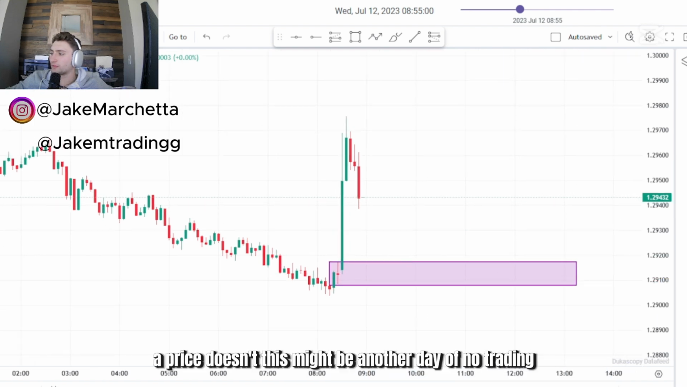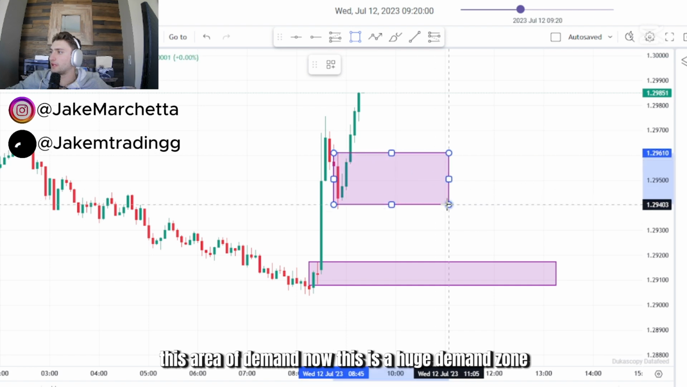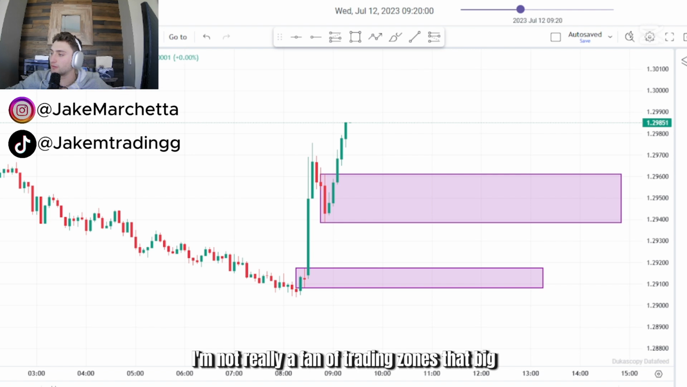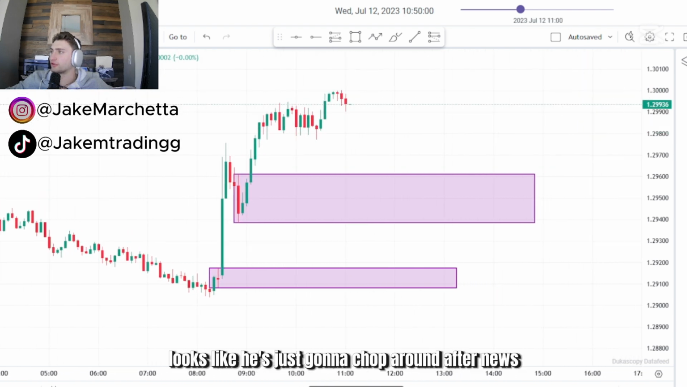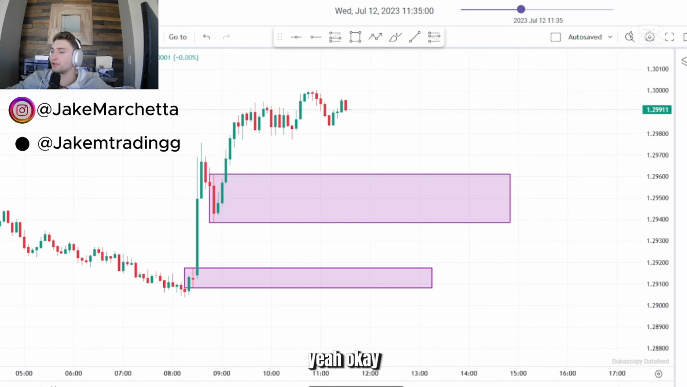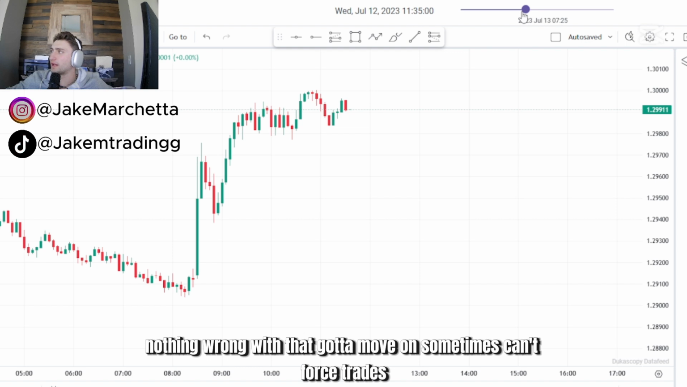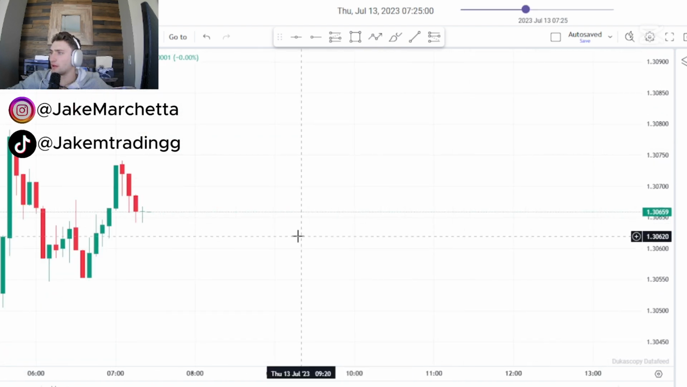If price doesn't, this might be another day of no trading. This area of demand now. This is a huge demand zone. I'm not really a fan of trading zones that big, but we'll see if we get an A+ out of it. Looks like it's just going to chop around after news. Yeah. Okay, we're going to move on to the next day. Again, nothing wrong with that. Got to move on sometimes. Can't force trades.